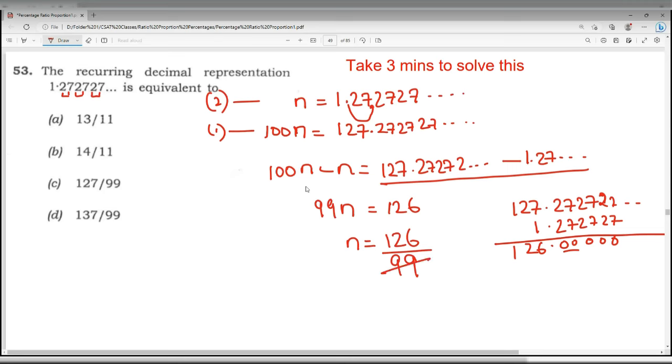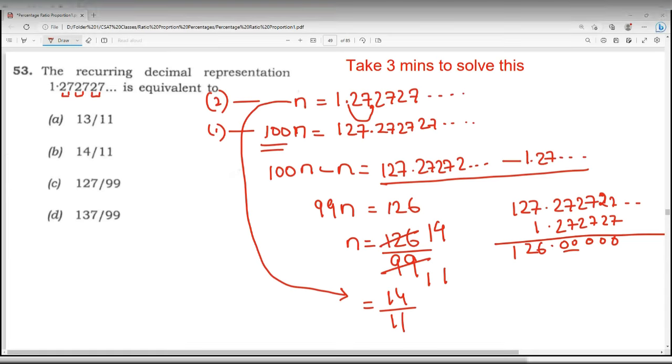So here you can divide by 9. 9 11s are 99, and 9 14s are 126. So N is 14 by 11. So we know that we have taken N as 1.27 here, and in fraction form, N is 14 by 11. This is how you do it. The first thing you have to see is how many digits are repeating. Here, exactly 2 digits were repeating, so we multiplied it by 100. I hope you have understood this. If you have any doubts, please ask.